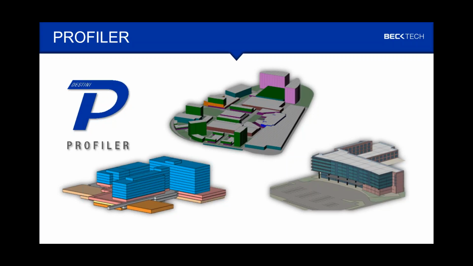So the first of the products we're going to quickly touch on is our DESTINI Profiler or DProfiler product. The idea behind DProfiler is pretty simple, and that's that instead of starting with an Excel file, we start with a simple 3D model. A lot of our customers have historically used some kind of takeoff tool to take information from whatever the architect is providing them.